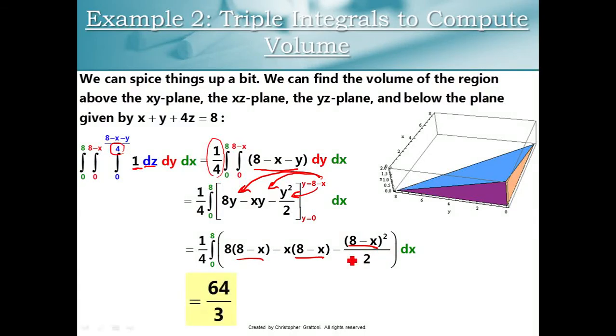And I'm not going to fill in the rest of it. You guys are experts at this point with single integrals. You get 64/3. And by the way, that 64/3 is the volume of this pyramid, this little region here.